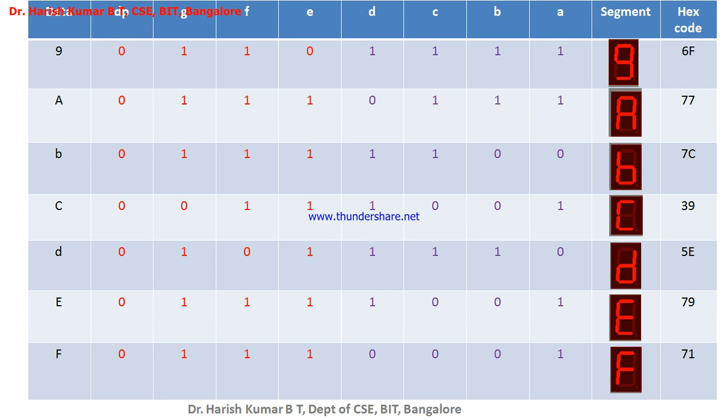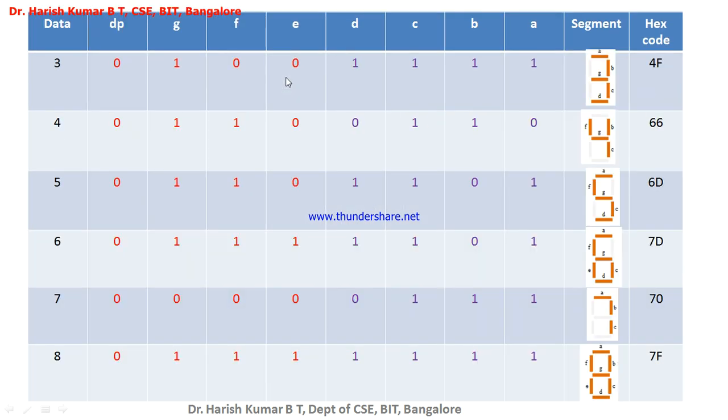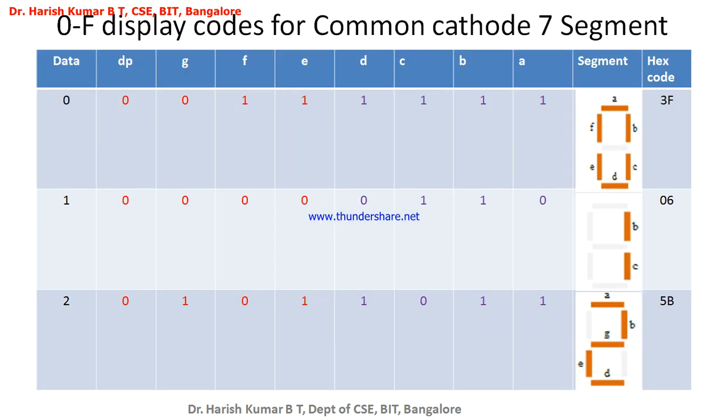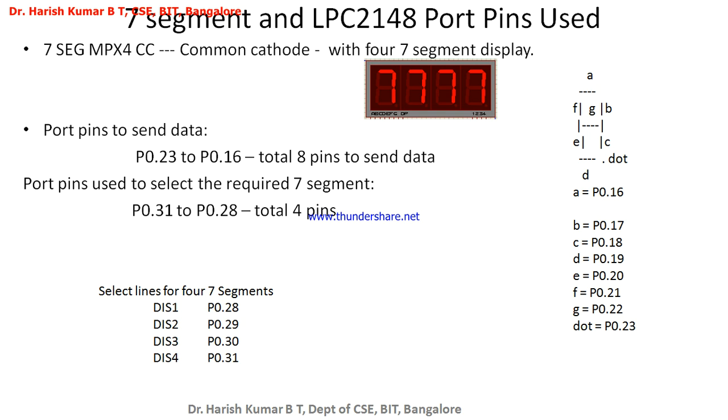First you have to write the hex codes for displaying the equivalent digit on the common cathode 7 segment. So now with this you understood how to write the hex codes in order to display the appropriate digit on the common cathode 7 segment display. So next is understanding the 7 segment display and the LPC2148 port pins used.